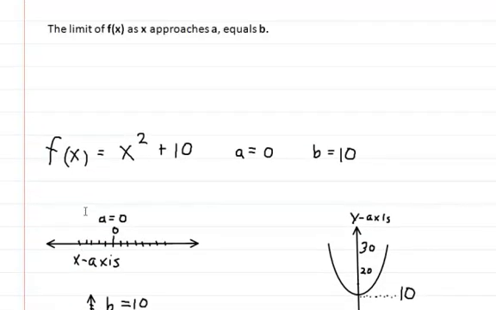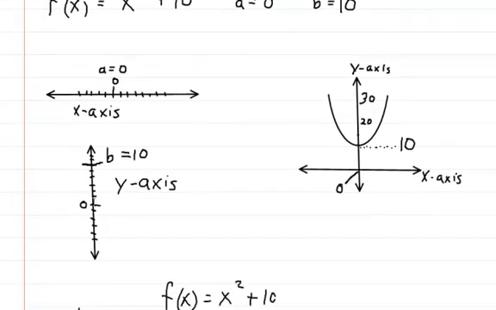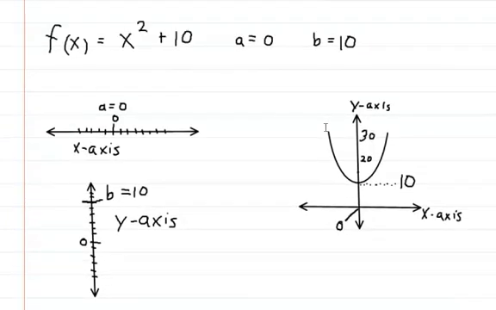And so a can be anything. a is just some value on the x-axis, and I'm saying it's going to be equal to 0. And b is just some value on the y-axis. The way this function looks is it's just going to be a parabola, and it's going to cross the y-axis at 10. So how does this work out?